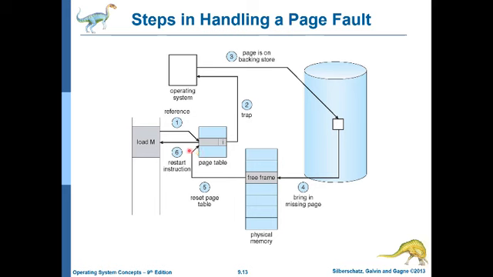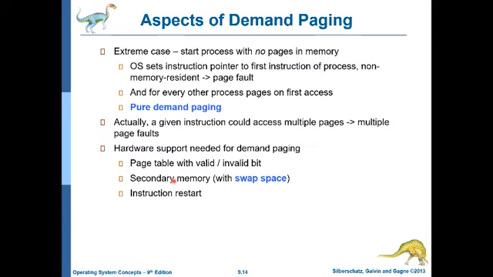So this page which was missing is now here, the frame number is written and the valid-invalid bit is set to V, and finally the instruction is restarted from the same place. The same instruction which was executed before and resulted in a page fault is re-executed. Now this whole process is known as demand paging, which means that you load a page when there is a demand for it. There are a few aspects of demand paging that we need to understand.